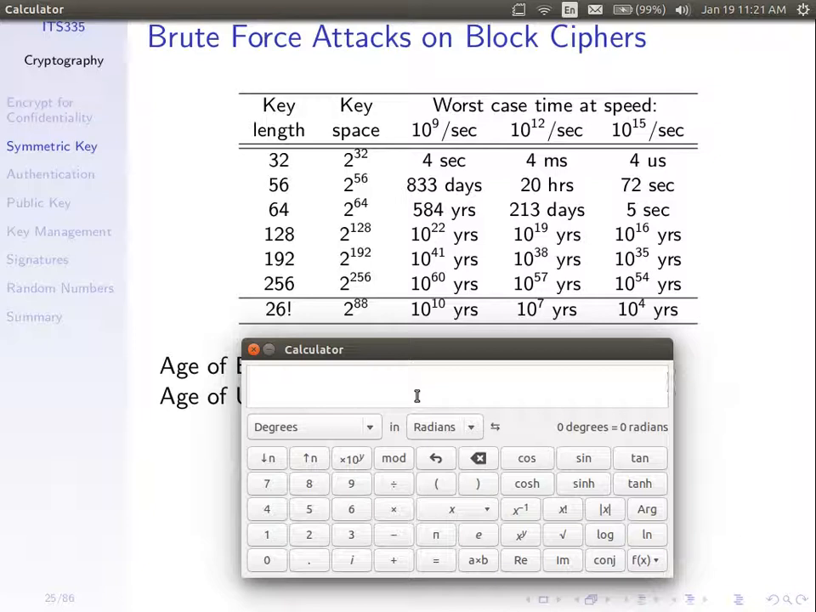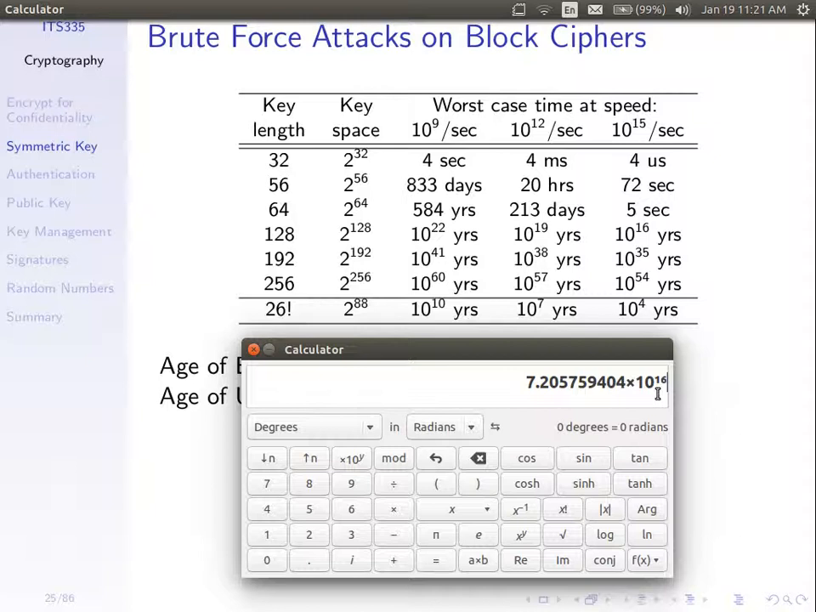DES uses a 56-bit key. 2 to the power of 56 is about 7 by 10 to the power of 16 keys. So that's how many we need to try. Then the question is, how fast is a computer to try those keys? And what I give in the next 3 columns are some theoretical speeds. What if we had a computer that could do 1 billion decrypts per second? 10 to the power of 9 is 1 billion.